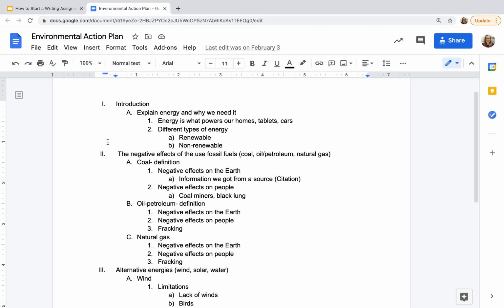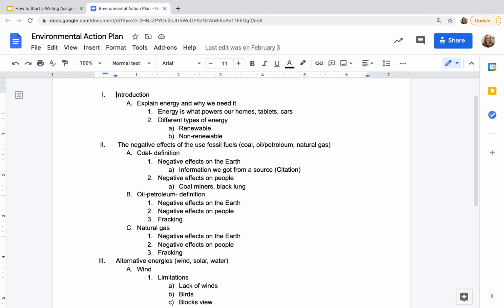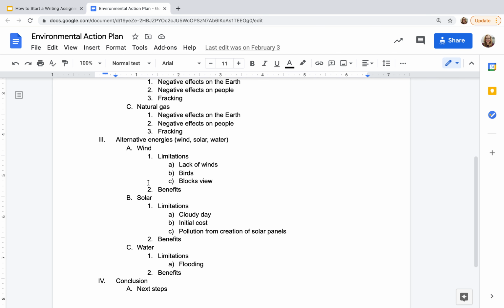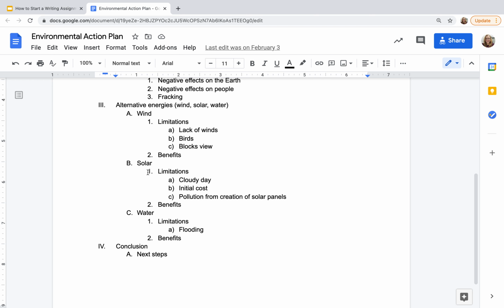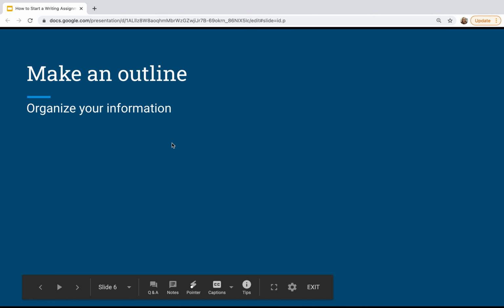You want to start with an introduction that kind of builds your background knowledge for your reader, discusses with your reader what you're talking about, and then you address your major points, and then you include a conclusion. Once you've done all that, really, you can write your paper right from your outline.